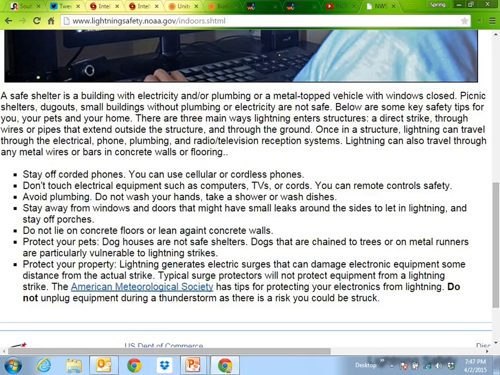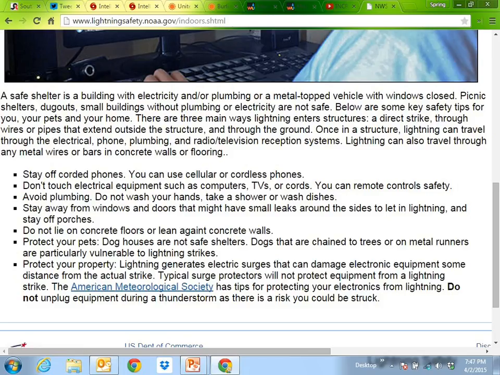Don't touch electrical equipment, right? Okay. Avoid plumbing. I mean, this is just being conservative. I'm just saying. Do not lean on concrete, and protect your pets. Okay, but anyway, those are just some things if you're inside.